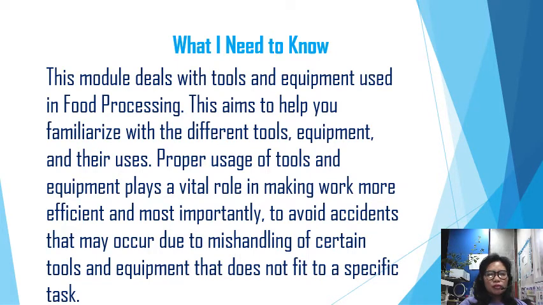So, in this module, what do I need to know? This module deals with tools and equipment used in food processing. It aims to help you familiarize with the different tools, equipment, and their uses. Proper usage of tools and equipment plays a vital role in making work more efficient and, most importantly, in avoiding accidents that may occur due to mishandling of certain tools and equipment that do not fit the specific tasks.